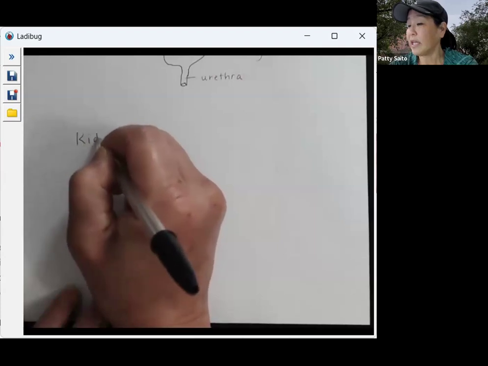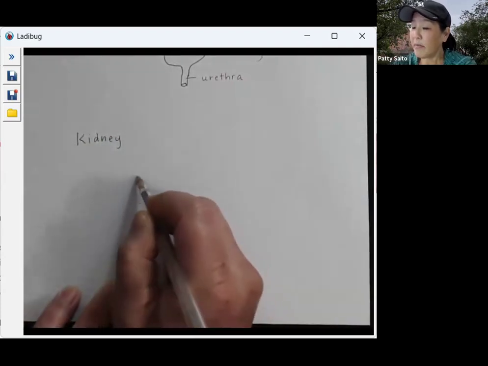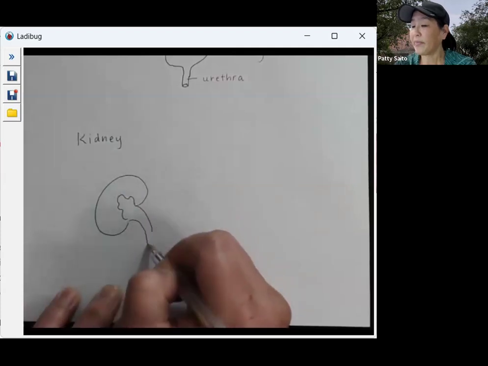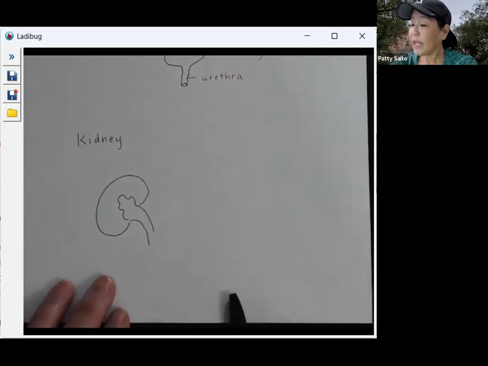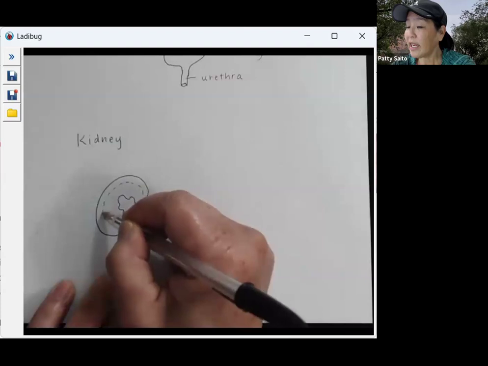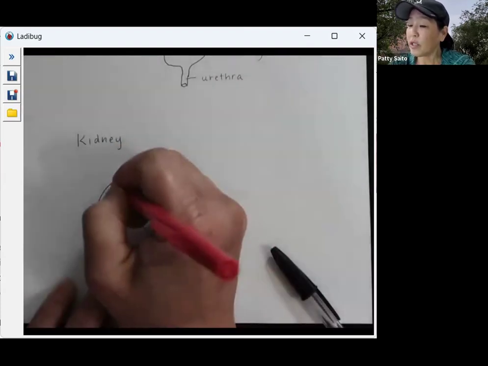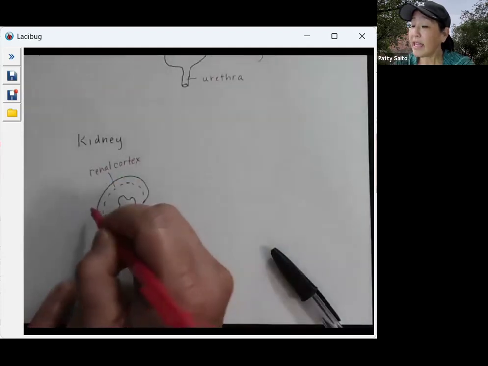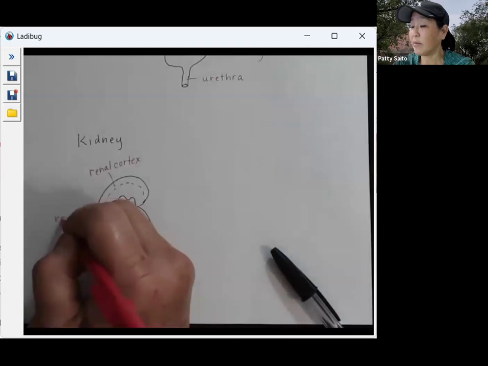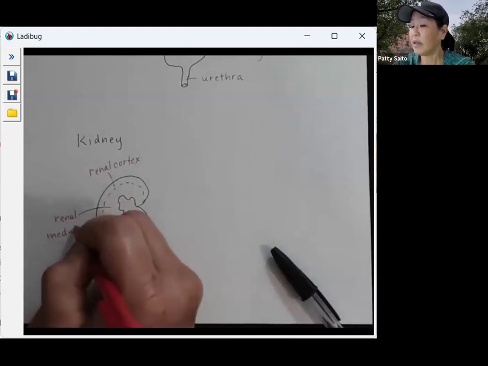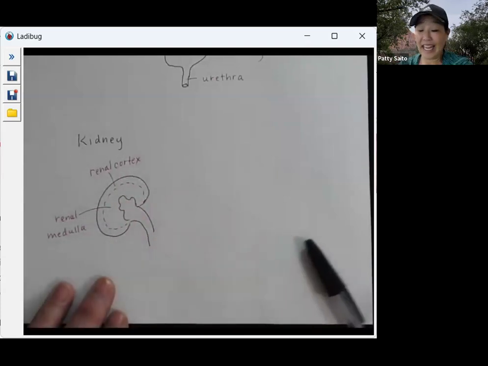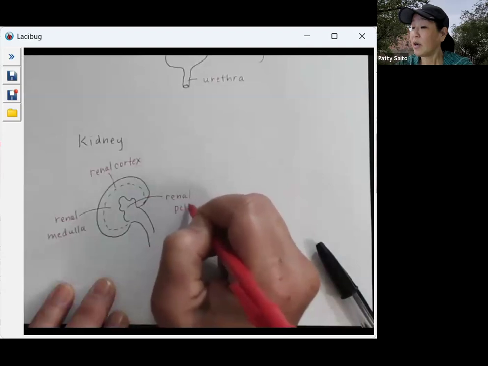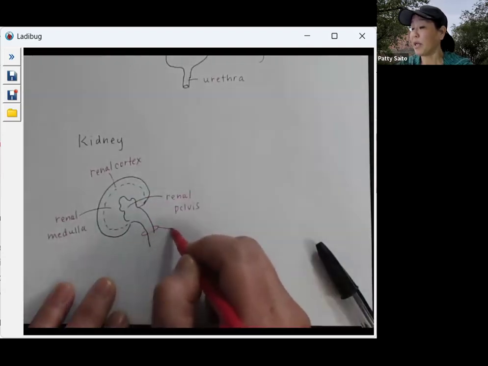So I'm going to first draw just a little kidney to give you an idea of some basic parts to the kidney. All right. So there is an outer region of the kidney called the renal cortex. And then an inner part of the kidney called the renal medulla. You may have figured out that renal refers to kidney. And then there's this space here, kind of in the middle, called the renal pelvis, which collects the urine before it makes its way out the ureter.